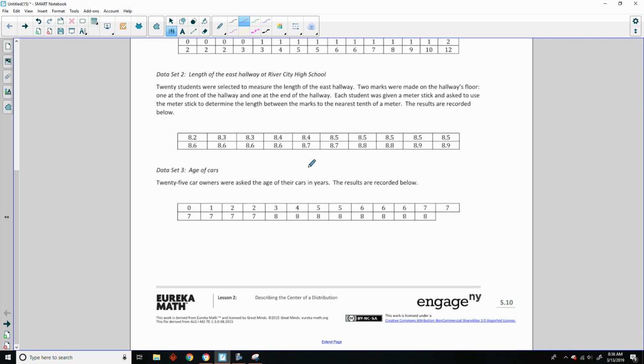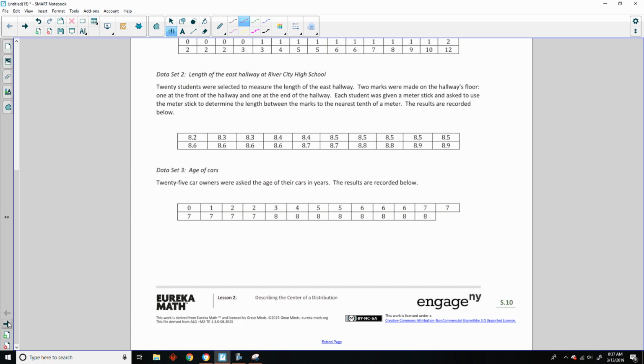Data set 3 says age of cars. 25 car owners were asked what age their car is in years. The results are recorded below. So a car that's 0 years old is brand new. It's a 2019 model, since this is recorded in 2019. And an 8-year-old car was built in 2011.